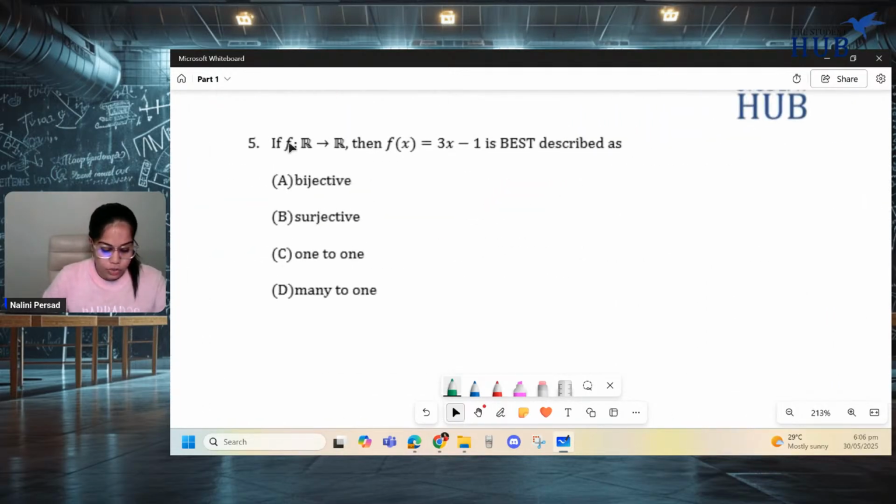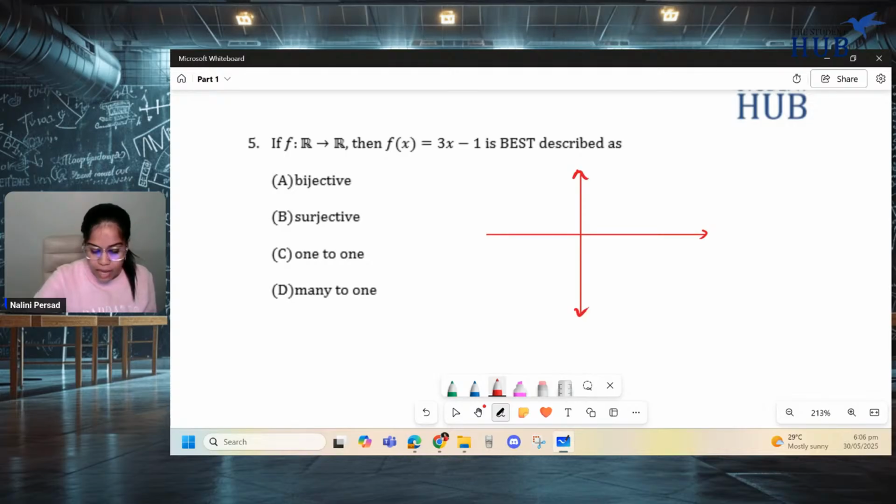Question 5. So this notation, everyone is aware of how you read this notation, right? This is your domain, this is your codomain. F of x is equal to 3x minus 1. Automatically, you should, in your mind, be picturing a straight line, right? 3x minus 1, it's a straight line, positive gradient, so it's sloping upwards from left to right. And I'm going to draw a little sketch. I'm just drawing a sketch for you. And it should cut the y-intercept at -1. So this is your function here.